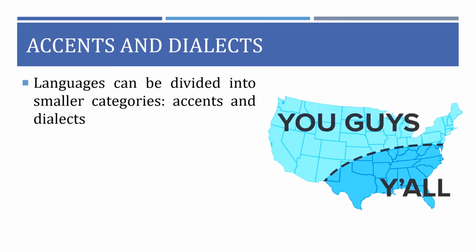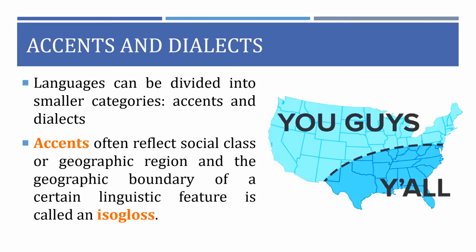Languages can also be divided into smaller categories within the same language. These are known as accents and dialects. So an accent often reflects social class or a geographic region, and the geographic boundary of a certain linguistic feature is known as an isogloss. So an isogloss is like the border between different terms. So here on this map, we can see an isogloss between the southern accent word of y'all versus the northern and western of you guys.